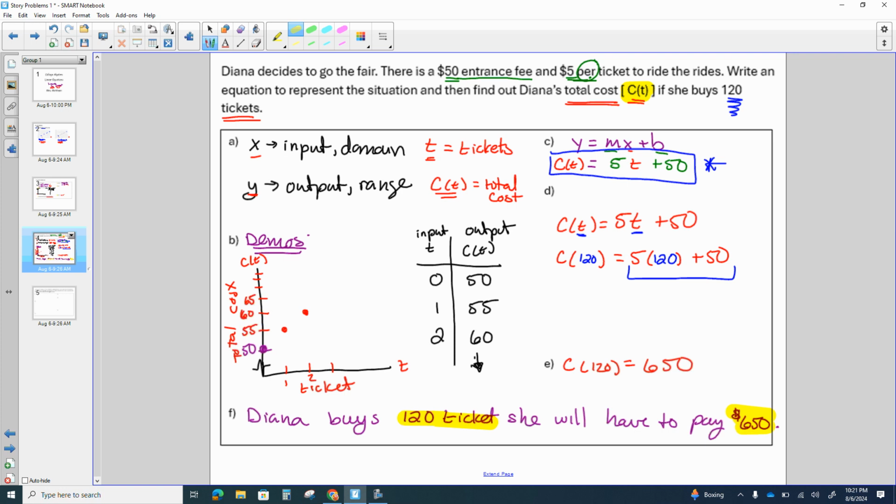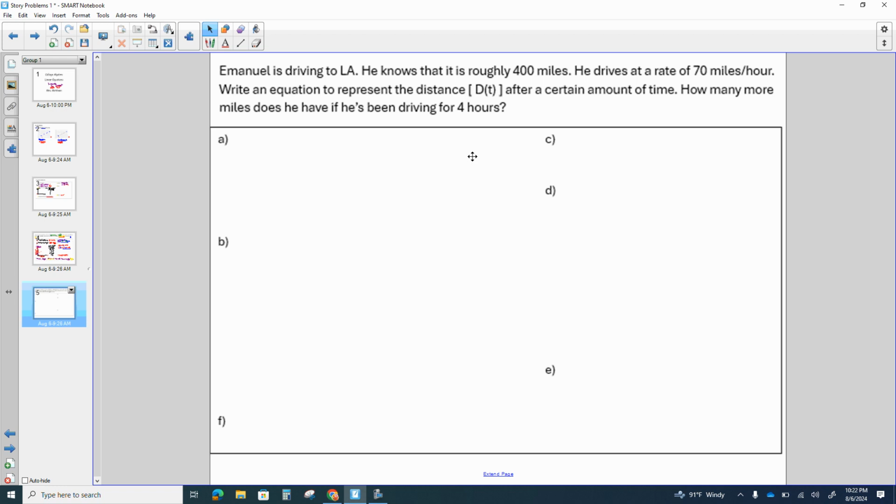That was our total cost. So cost is dollars, input was tickets, and I want to make sure that those in the story problem are represented. You might have a different sentence, and that's fine as long as 120 is with tickets and 650 is with the dollars. All right, let's jump to another one, our last one before you guys are kind of on your own that we will do.